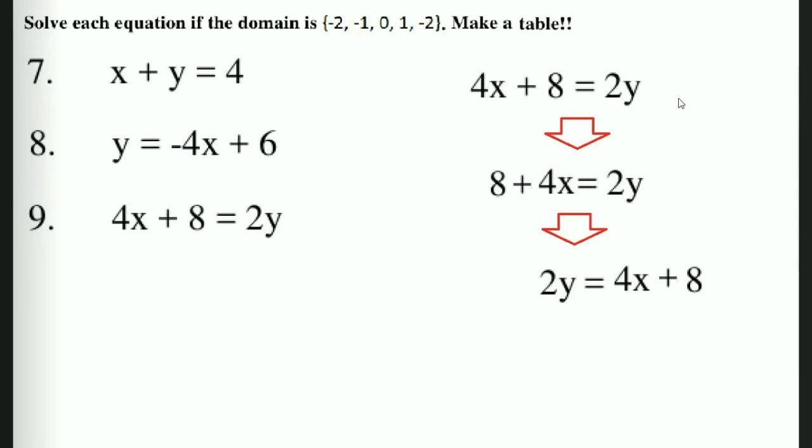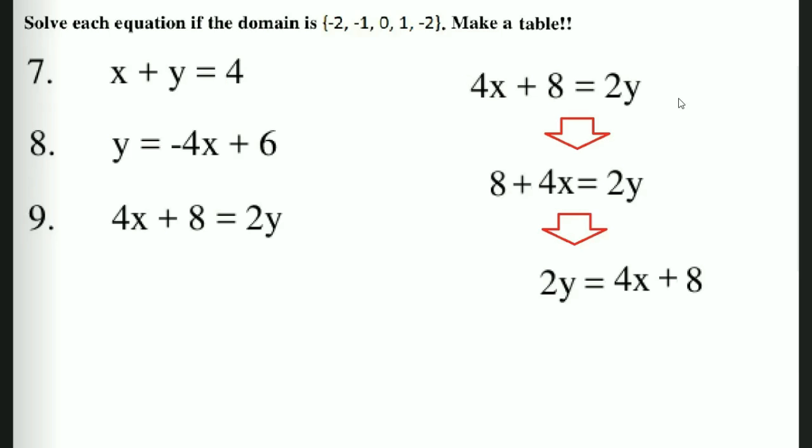Now I'm going to do the same thing one more time. I'm going to put the 2y equals 4x plus 8. I haven't moved anything from any sides of the equation. All I've done is change the way it looks. Now, having done that, you see there's only one move to make.